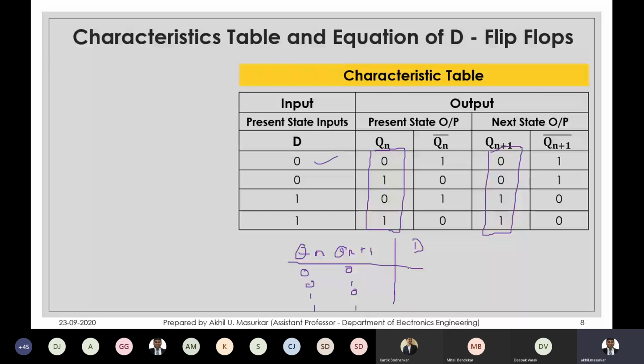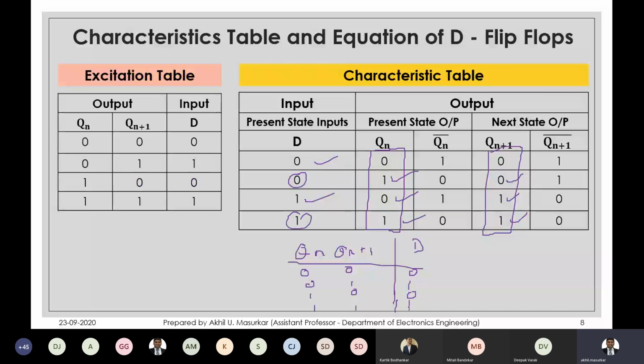For 0, 1, where is 0, 1? Here D is 1. Then for 1, 0, where is 1, 0 here? What is D? Again 0. And for 1, 1, D is 1. So we have 0, 1, 0, 1. So you can see that the excitation table is 0, 1, 0, 1.